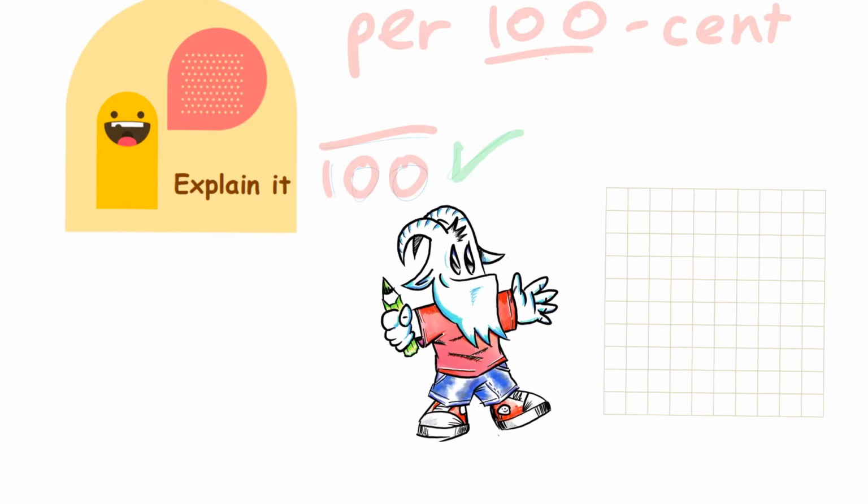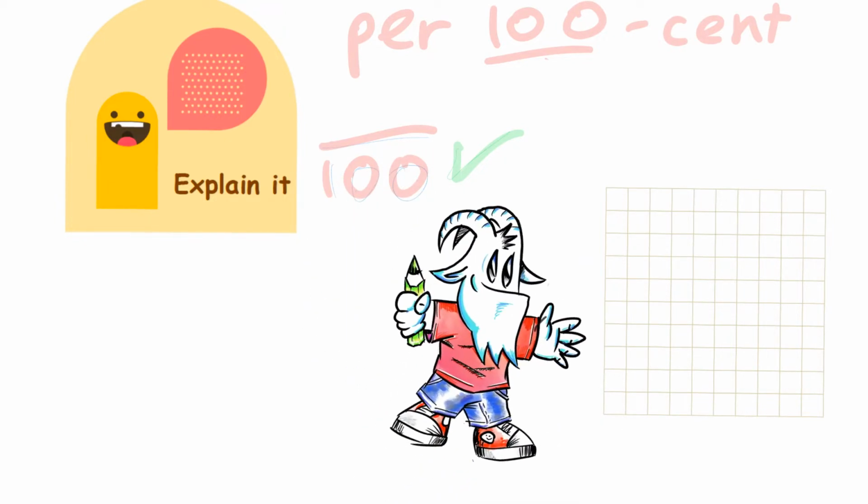Let's look at an example. Here I have a 100 square, which has 10 squares in a column and 10 squares in a row. So if I highlighted 3 squares, what would the percentage be? Have a think. Yes, the percentage would be 3 out of 100, which is the same as 3%. Give yourself a pat on the back if that was your answer.